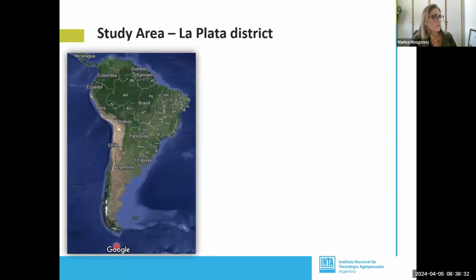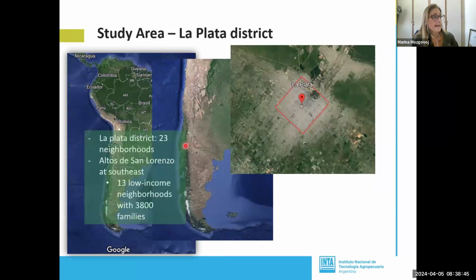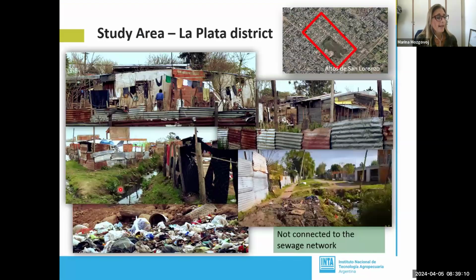So here is a map of South America. Here you can see our country, Argentina. La Plata is located in the east of our country. It has 23 neighborhoods, and Altos de San Lorenzo, which is located in the southeast of the district, is one of the most densely populated neighborhoods, comprising 13 low-income neighborhoods with 3,800 families living there. I want to say that at the time of this study, none of the houses were connected to the sewage network.